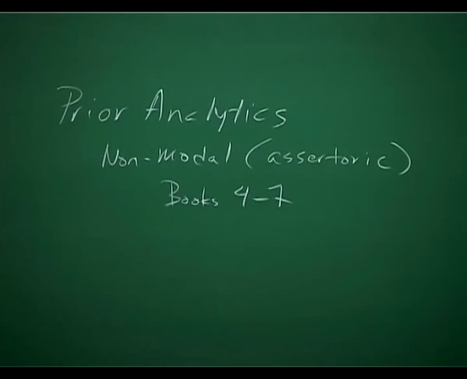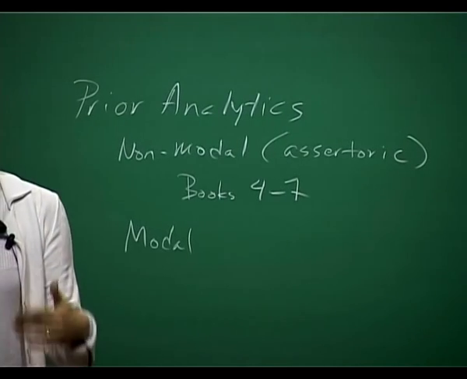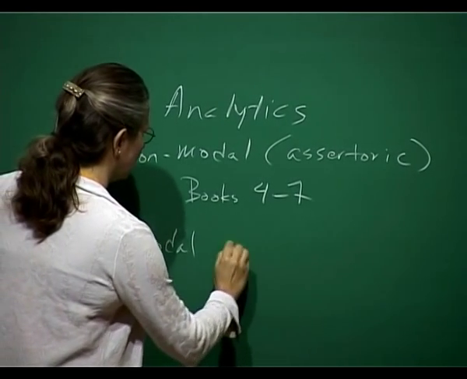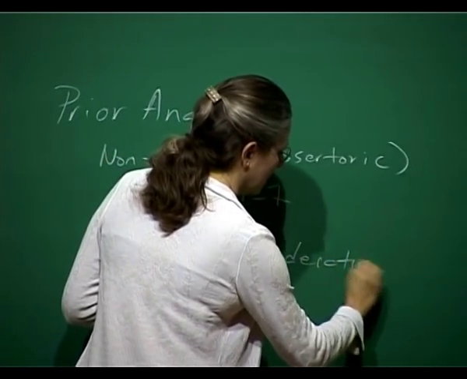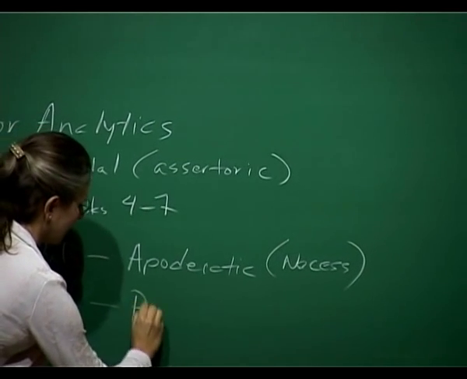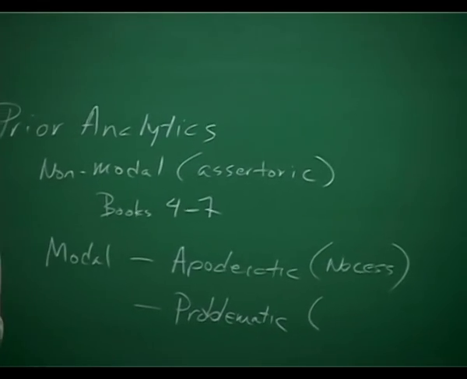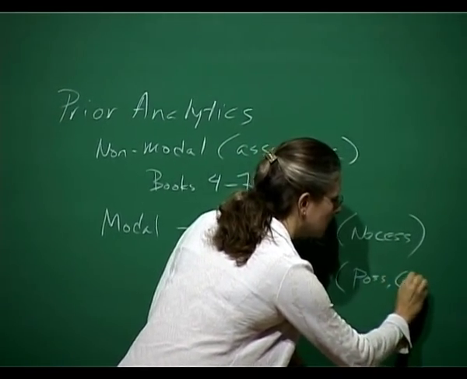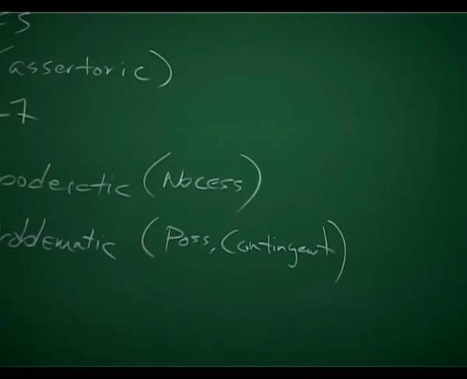They stop there because what Aristotle goes on to do is look at what happens when he puts modal premises into the syllogistic patterns. And the modal breaks into two different parts. One part is known as the apodeictic. It's about necessity, where you have necessary premises. And the other part is known as the problematic syllogistic. That's where he's looking at structures of reasoning, syllogisms, involving premises about what is possible or contingent.